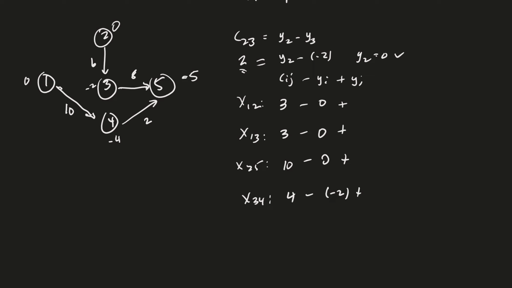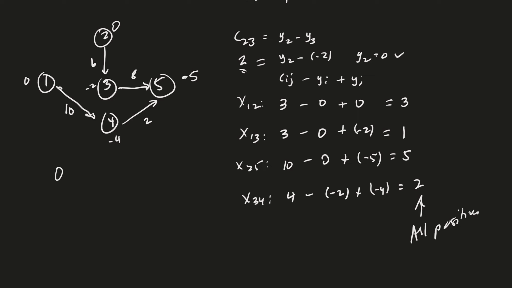Good. Now y2 is 0. y3 is negative 2. y5 is negative 5. And our last one, y4, is negative 4. Cross your fingers. 3, 1, 5, 2, all positive. We have an optimal solution. Yay!